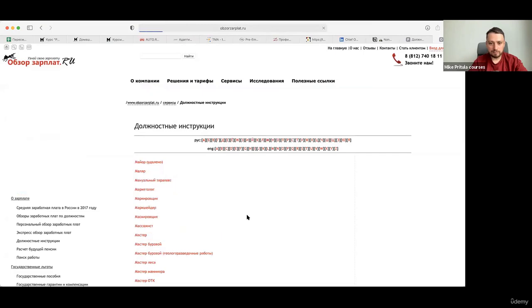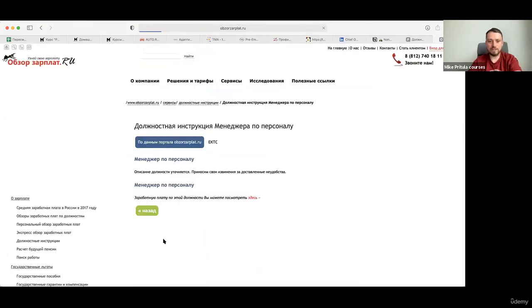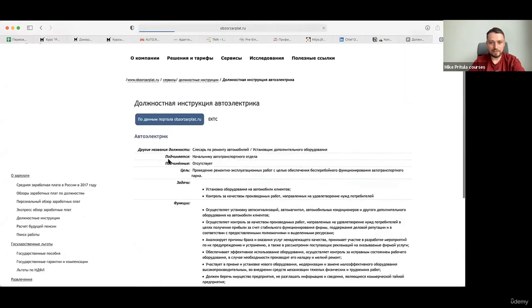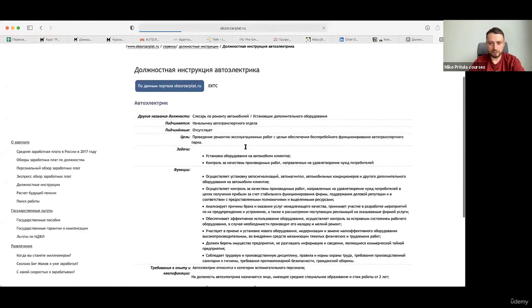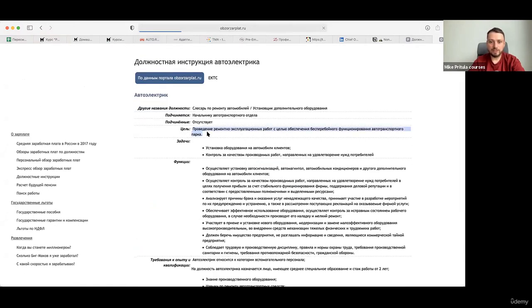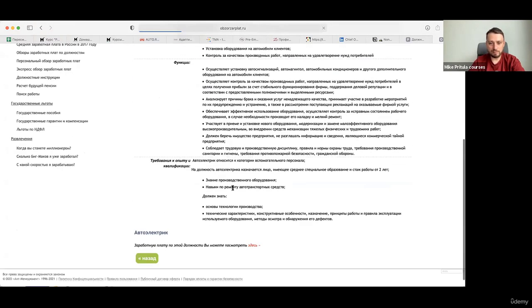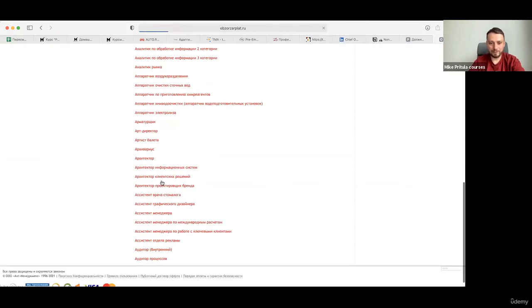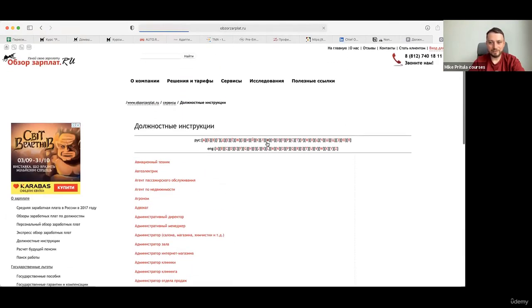Let's look at the letter M. There's one for personnel. Here's the personnel manager, right? And yeah, there's more to come. Interestingly, some of the job descriptions I opened were written in different ways. Other job titles, subordinates, purpose of the position, objectives, functions, and requirements. For many positions there is one, but for the HR manager I randomly selected one and it's not there.